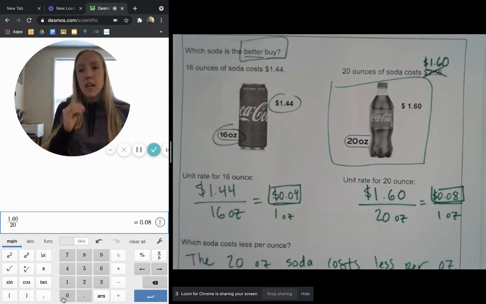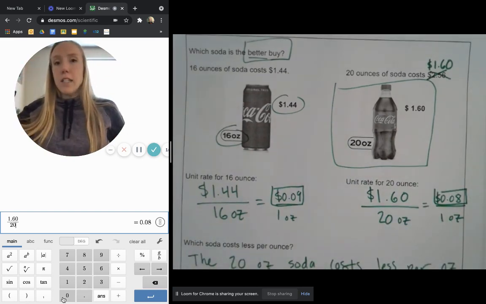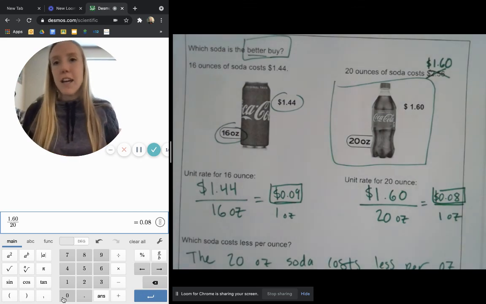Okay, so when you're thinking unit rates, think divide, divide, divide. Just make sure you have your fractions set up correctly and you should be good to go.